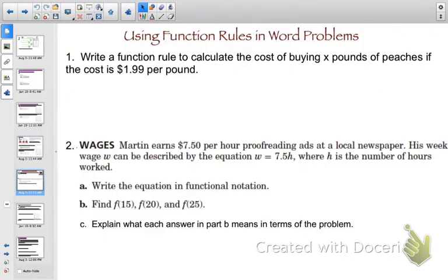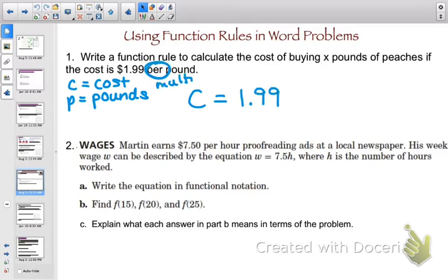Now we're going to use function rules with word problems. So for our first one, we're going to write a function to calculate the cost of buying x pounds of peaches if the cost is $1.99 per pound. So first I'm going to define my variables. C will be cost. I'll do P as pounds. I realize it says x pounds, but I like to use variables that represent what it means. You can use x if you want. So the cost is equal to, if it's $1.99 per pound, that word per means multiply. So I'm going to multiply $1.99 times P.